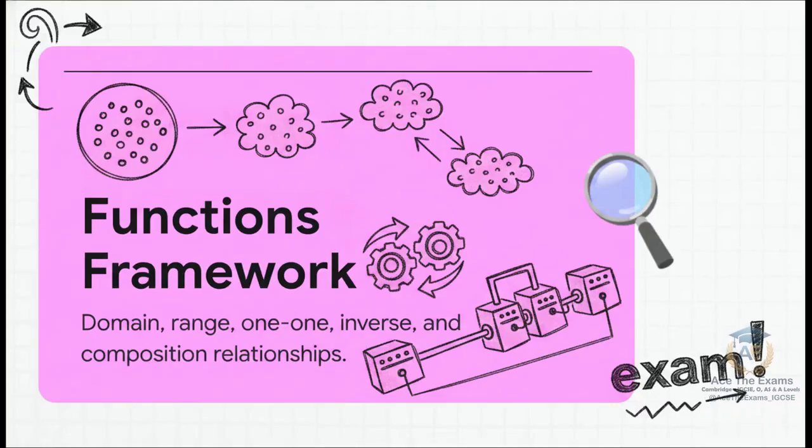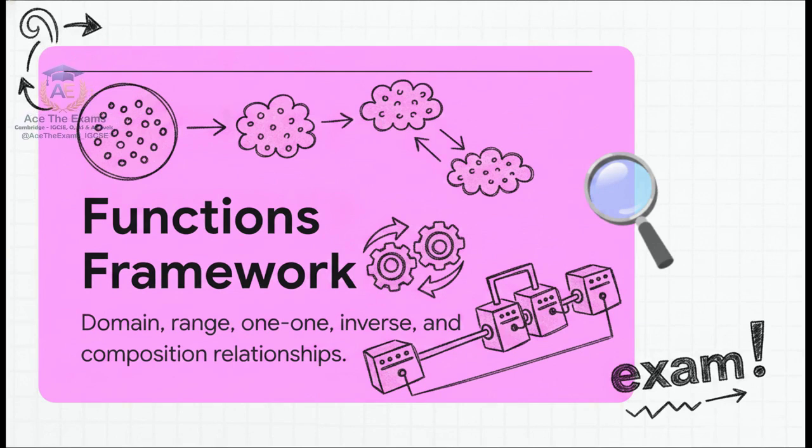Let's break down the foundational parameters of our mathematical code by looking through the functions framework. Think of these 5 concepts as your core non-negotiable variables. First up, domain. This is simply the set of all your possible input values. Then you have range, which is the set of all possible output values that your function can actually produce. Next is one-to-one. This is a super strict rule where every single output has exactly one unique input. And listen, that is absolutely essential for our next variable, the inverse, to even exist.